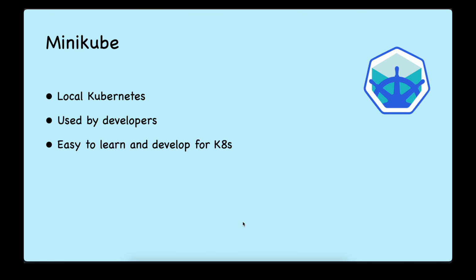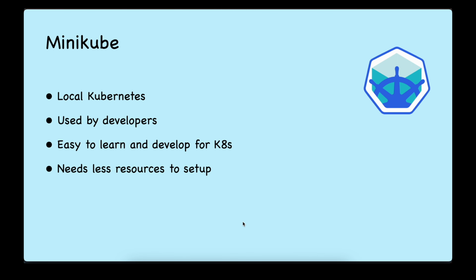So what is Minikube? In simple terms, Minikube means local Kubernetes. This is mainly used by developers who are focused on running and developing for Kubernetes, and it needs way fewer resources to set up. To set up a complete Kubernetes cluster, you need a master node and worker nodes. But using Minikube, you can start developing for Kubernetes in a single node.